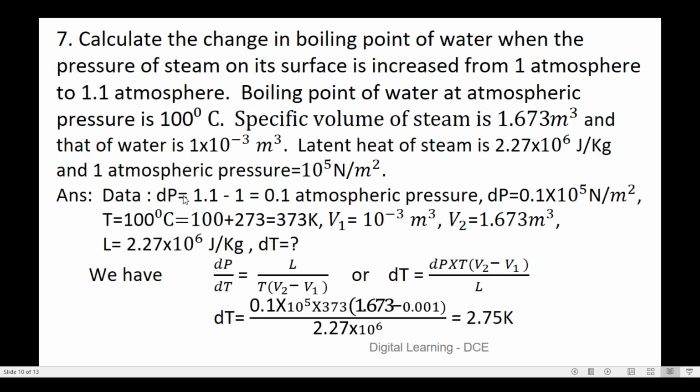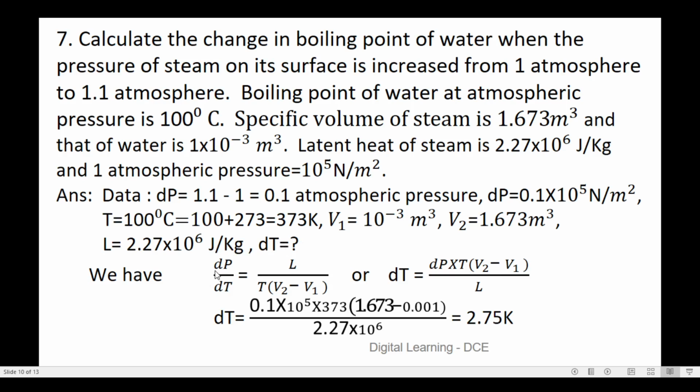So the given data: dP equals 1.1 minus 1, so we get 0.1 atmospheric pressure. Now convert: 1 atmosphere pressure is equal to 10 power 5 Newton per meter square. Therefore dP will be equal to 0.1 into 10 to the power of 5 Newton per meter square, and temperature T equals 100 degrees Celsius. Convert to Kelvin, so we get 373 Kelvin. V1 will be equal to 10 power minus 3 meter cube and V2 equals 1.67 meter cube, and L equals 2.27 into 10 power 6 joule per kg. We have to find the change in the boiling point, that is dT equals question mark.